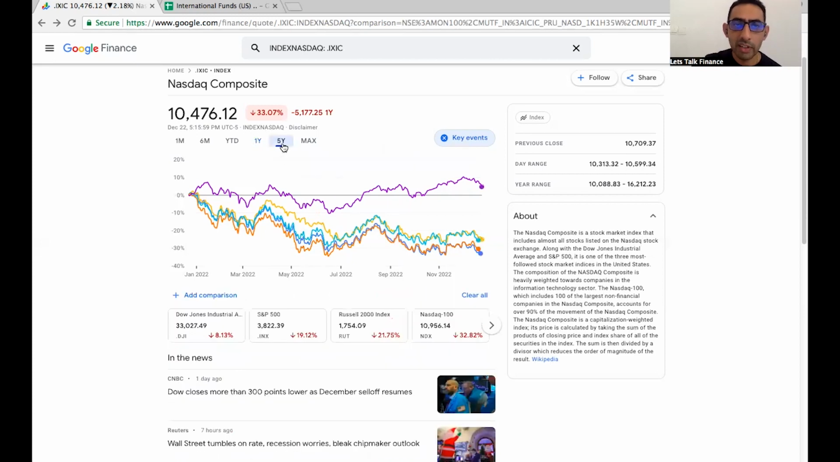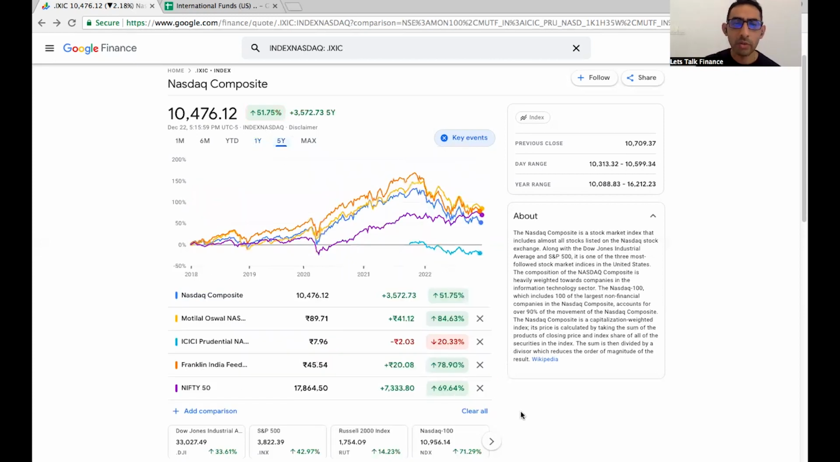Now let's quickly see the 5 year return. If we see the 5 year return, here what's going on is Nasdaq is up 51%, which is quite decent if you ask me from an index perspective.